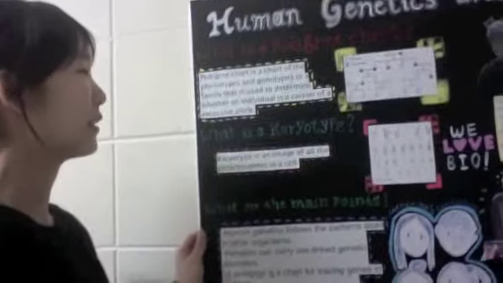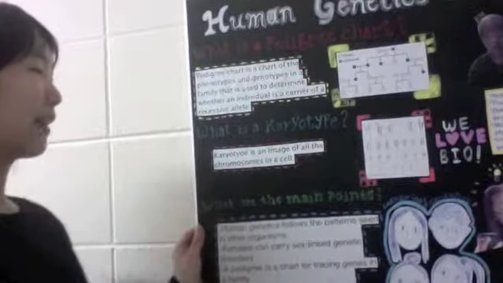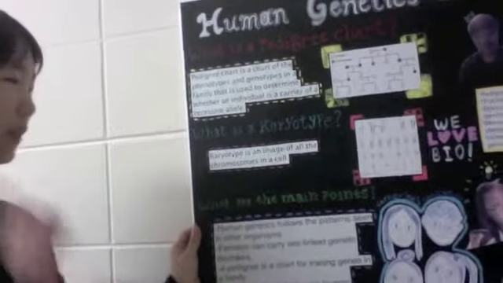A pedigree chart is a chart of the phenotypes and genotypes in a family that is used to determine whether an individual is a carrier of a recessive allele. And what is a karyotype? A karyotype is an image of all the chromosomes in a cell. So, this is a pedigree chart, and these are examples of karyotypes. Next, Joseph will explain his research.